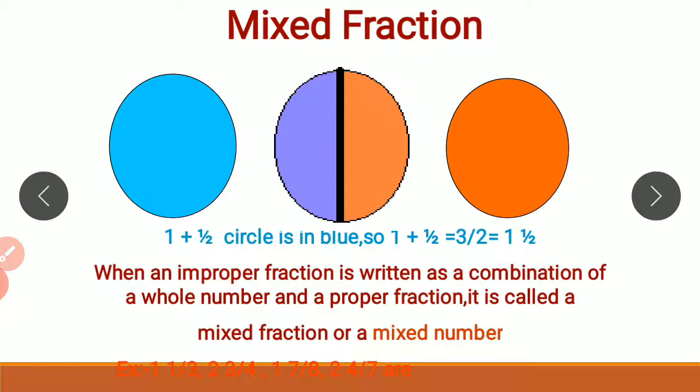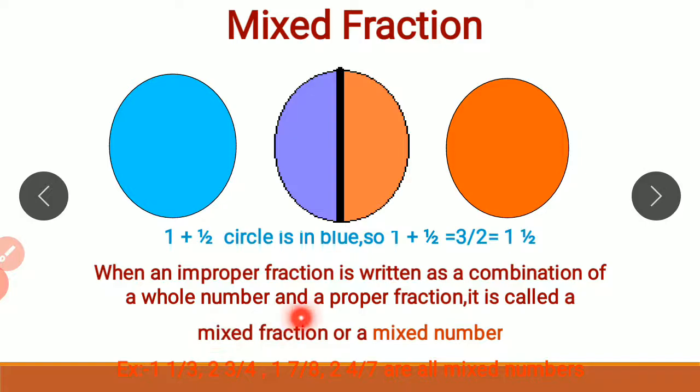When an improper fraction is written as a combination of a whole number and a proper fraction, it is called a mixed fraction. This is the main important thing in this fraction: a whole number and a proper fraction. That means it is not alone. Other fractions are made by just a numerator and denominator, but here the combination of a whole number and a proper fraction is called a mixed fraction, a mixed number.